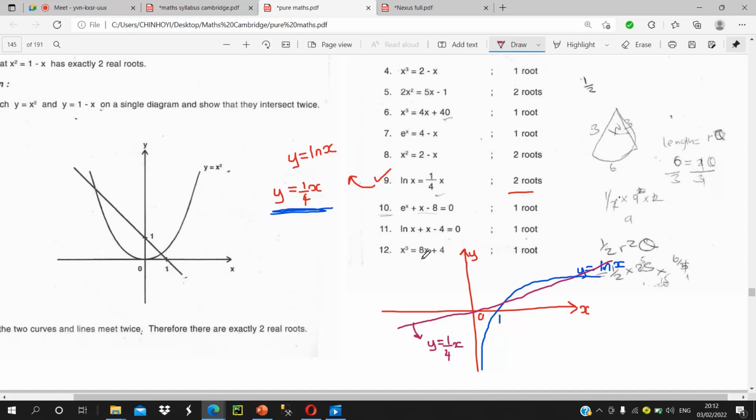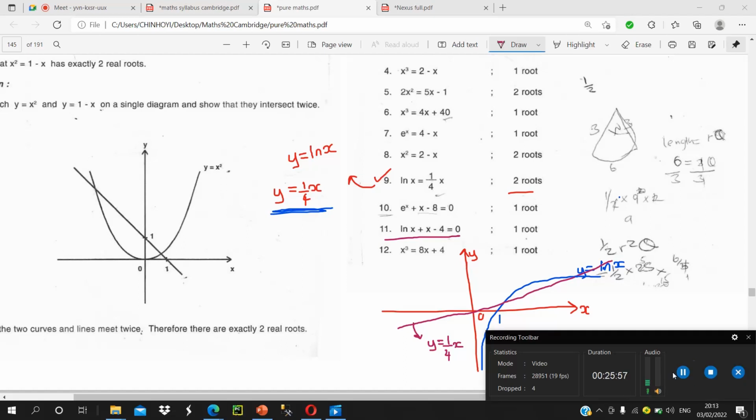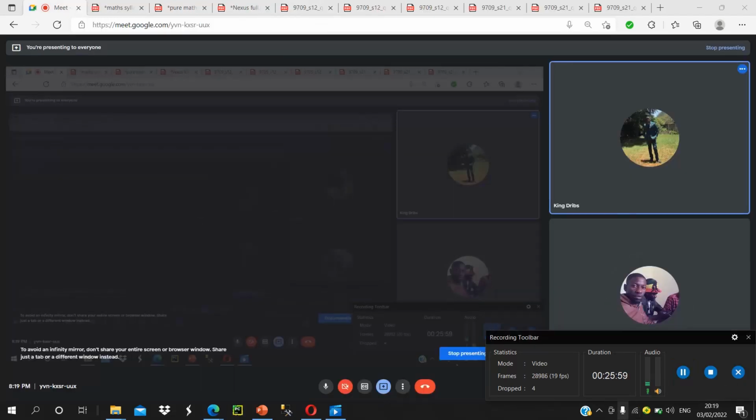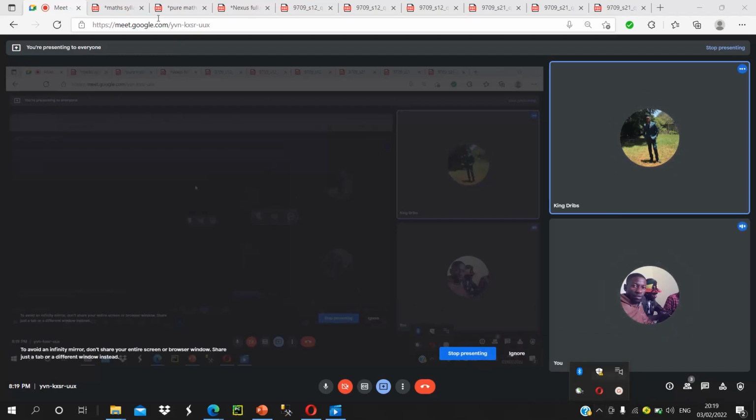Can you try number 11? Maybe let me give you just 2 minutes, or less than 2 minutes. Number 11. This one is for ln x plus x minus 4. How did you tackle it?